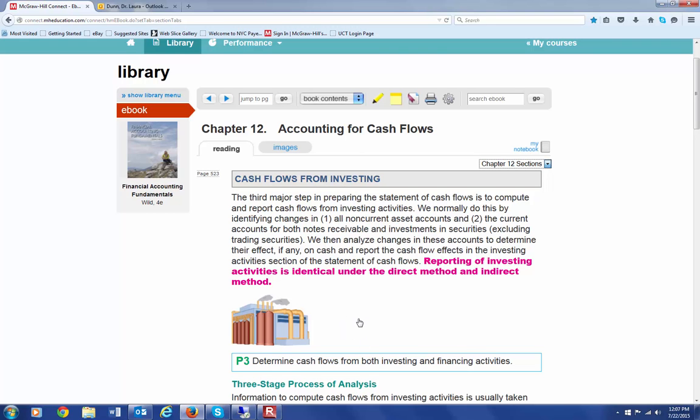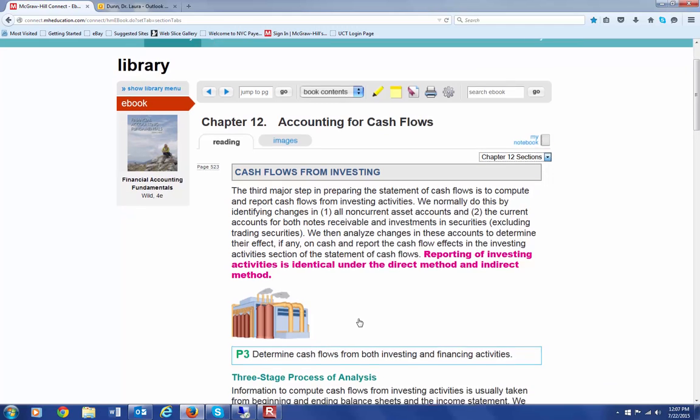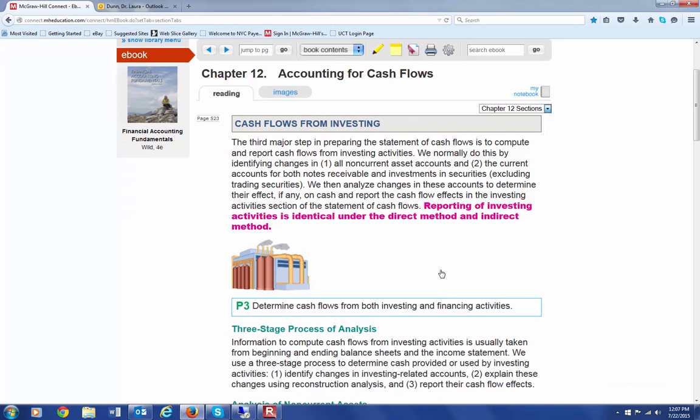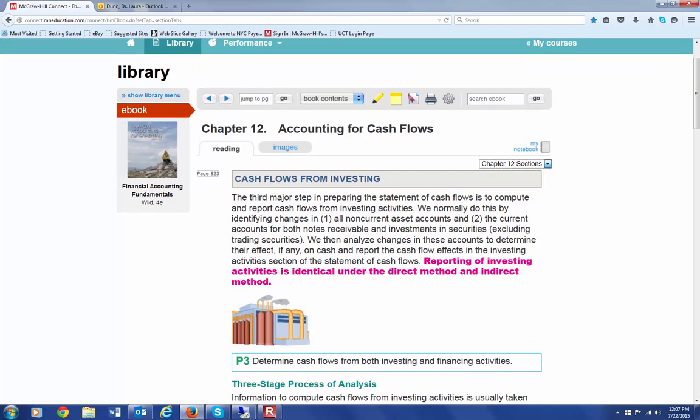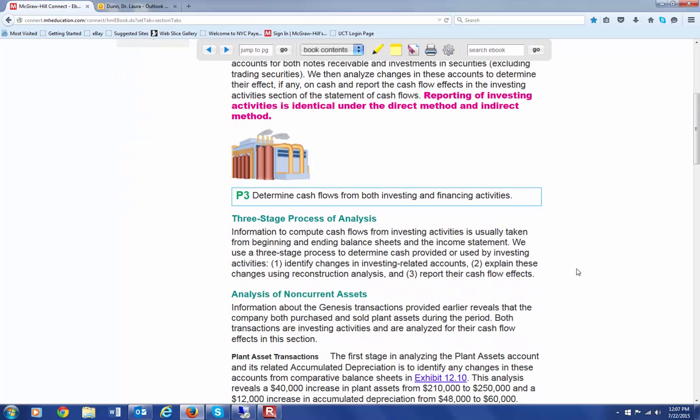All right, so the next step in coming up with our statement of cash flows is to look at our investing activities. So we want to look at the changes in our non-current asset accounts and the current accounts for notes receivable and investments in securities. By analyzing those changes, we can determine their impact on cash flow for this particular period. Now, in this case, it doesn't matter if you do it using the direct method or indirect method, you're going to come out with the same numbers at the end.